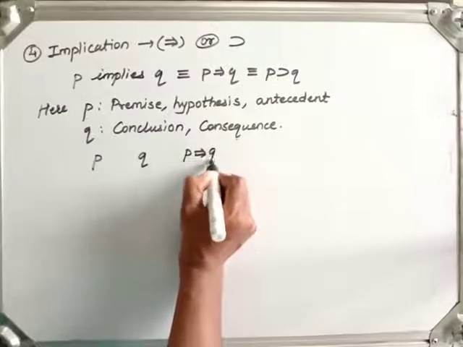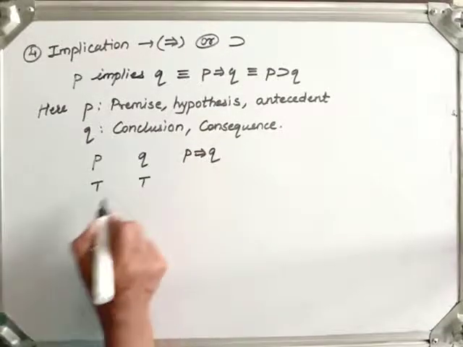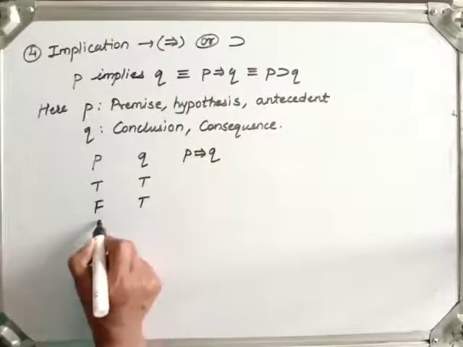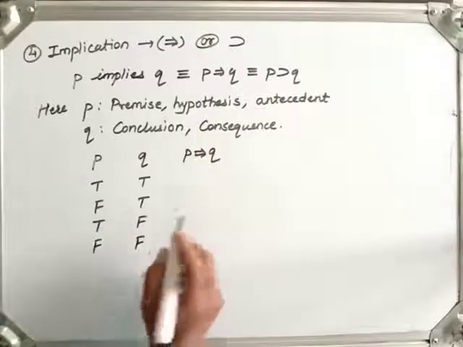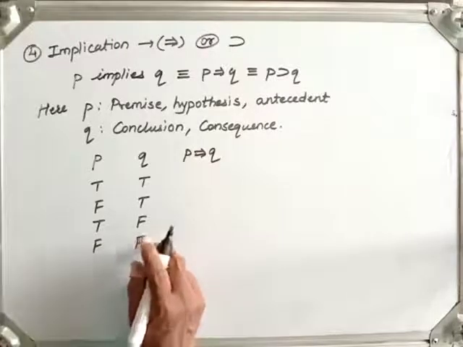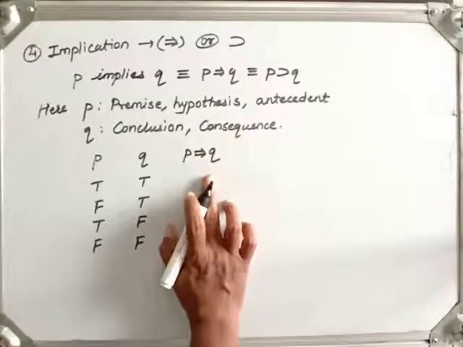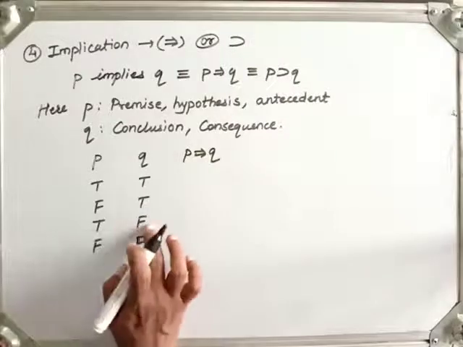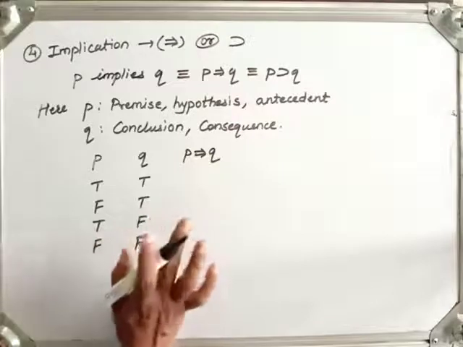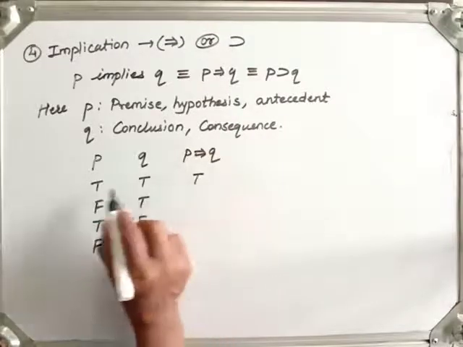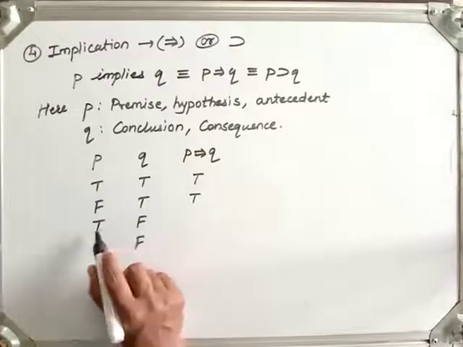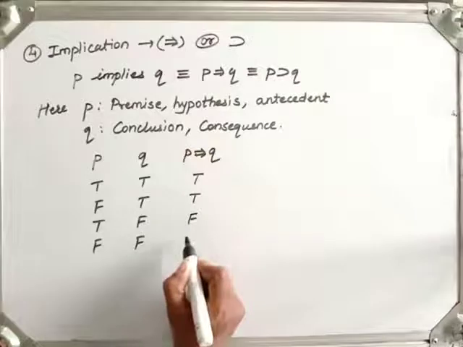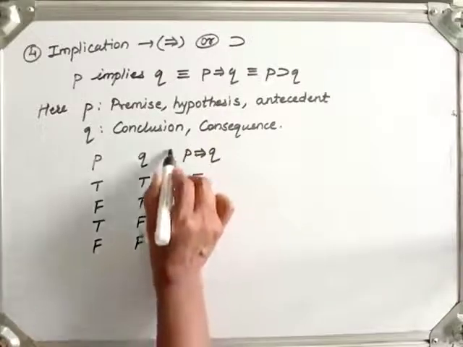P implies Q. Again there are four possibilities: true, true; true, false; false, true; and false, false. Now in implication, this is false only when P is true but Q is false. Otherwise it is true. So when both are true, it is true. Here also it is true. When P is true and Q is false, that time it is false. Here also it is true.